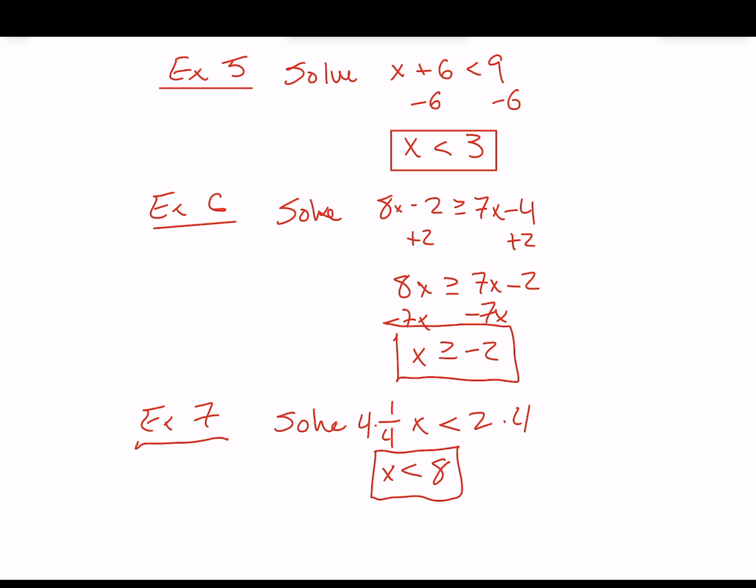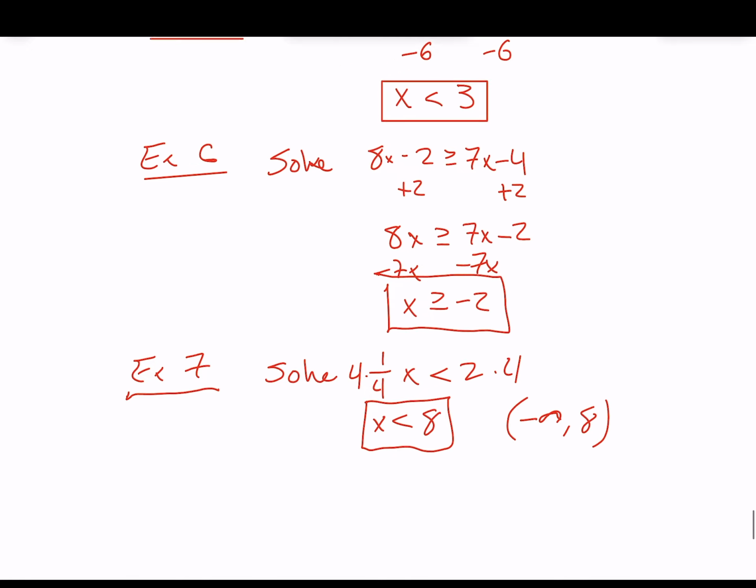What if I had wanted to write this particular one in interval notation? Well, it's all the numbers that are less than 8, strictly less than, not including 8. So our right-hand endpoint has a parenthesis, and it extends indefinitely left toward negative infinity. All right.